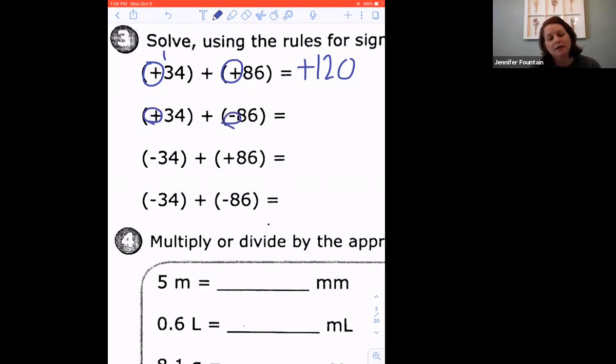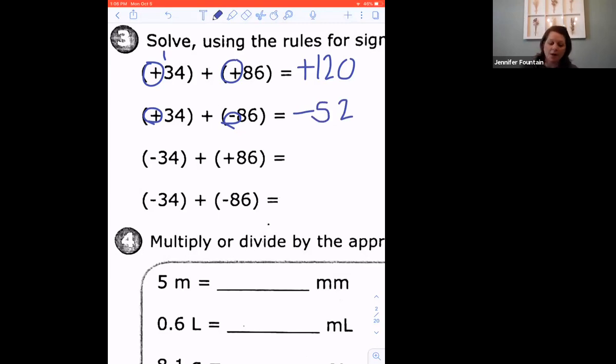But now the one below that, I have a positive plus a negative. Remember, if my signs are opposites, I keep the sign of the larger number, which is negative, and then I have to find the difference of the numbers. So now I've got to do 86 minus 34. So I know I'm going to have a negative answer, and 6 minus 4 is 2, and 8 minus 3 is 5, so negative 52.